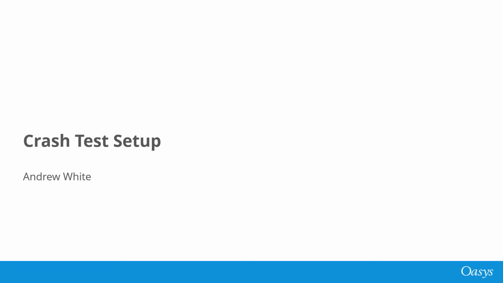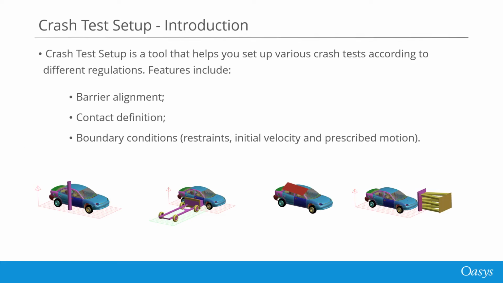Hello, my name is Andrew White, and I'm going to talk through the crash test setup improvements in Oasys Primer version 19. Crash test setup is a tool that helps you set up various crash tests according to different regulations. Features include barrier alignment, contact definition, and boundary conditions.